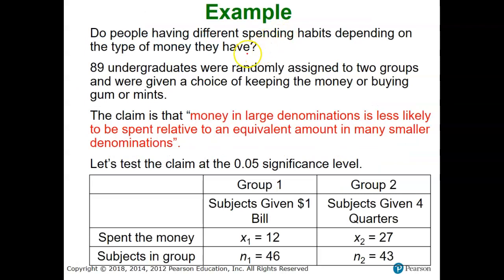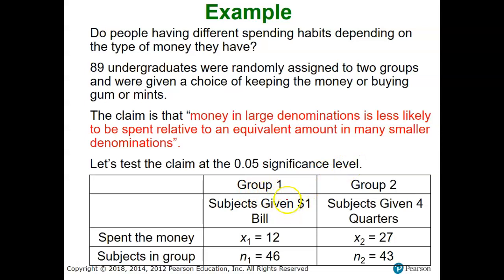All right, here's another example. The question we're examining here, do people have different spending habits depending on the type of money they have? So 89 undergraduates were randomly assigned to two groups and were given a choice of keeping the money or buying gum or mints. And the claim that we're testing is that money in large denominations is less likely to be spent relative to an equivalent amount in many smaller denominations. Okay, so here we're going to test this claim at the 0.05 significance level.